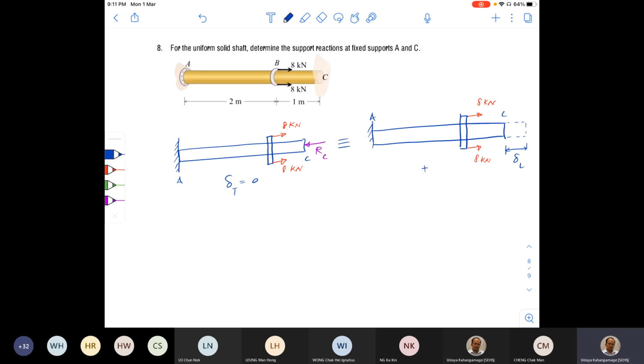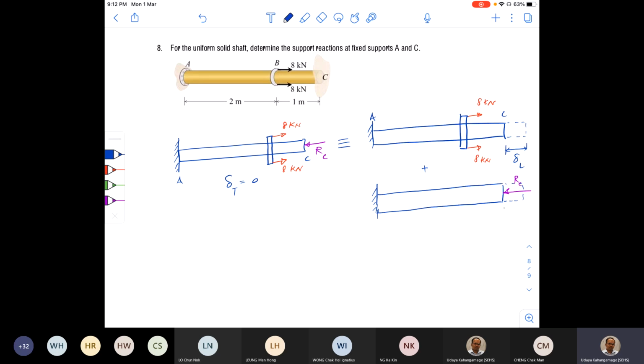And to get the total effect, I need to introduce the reaction force as well. So let me draw the reaction force only now. Okay. So once we apply the reaction force, this member is going to contract, right? Because it's a compressive force. This is the RC, contract.